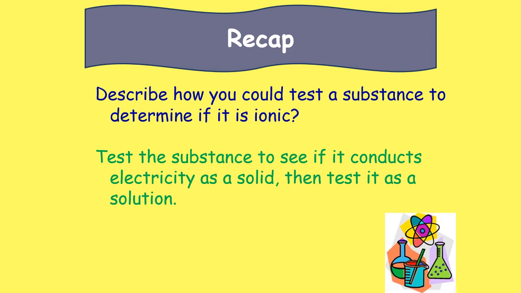Ionic compounds, whenever they are solid, cannot conduct electricity. Whenever you melt or dissolve an ionic compound, it will conduct electricity. So a test to determine if a compound is ionic is: 1, it will have a high melting point, and 2, it will conduct electricity as a solution, but not as a solid. So it's really important. Ionic compounds conduct electricity whenever they are liquids or dissolved, but they cannot conduct electricity when they are solid. And they also have high melting points.